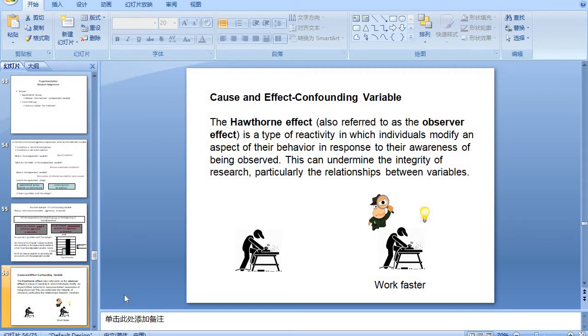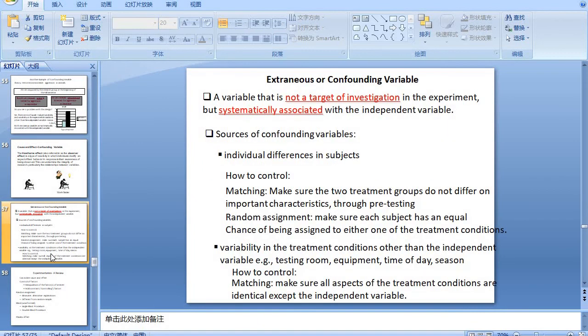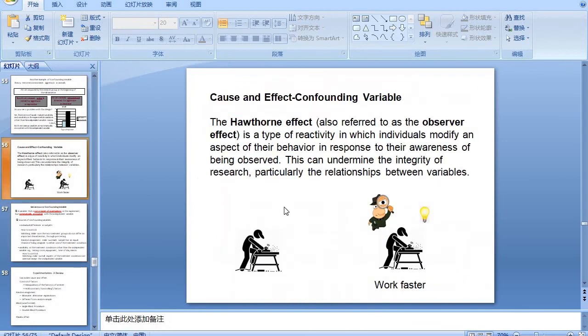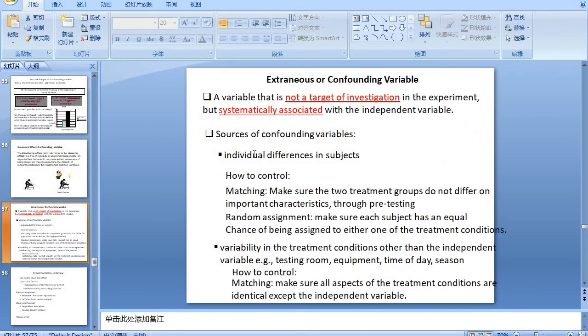This is an example of a confounding variable. We need really to control for confounding variables. Well, the definition of a confounding variable is a variable that is not a target of investigation. You are not studying observation. You're not studying people's reaction to being observed. You are studying the impact of lighting. But observation, this variable, gets systematically associated with the independent variable.